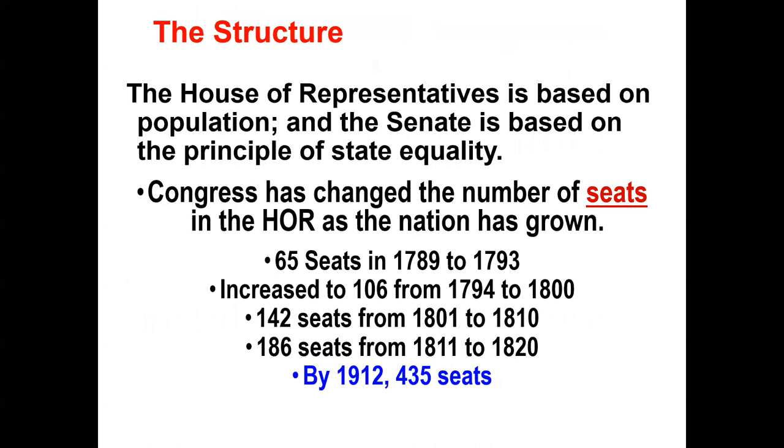Congress has changed the number of seats in the House of Representatives as the nation has grown. Initially, from 1789, we had 65 members. Then it increased to 106 from 1794 to 1800. Then it increased to 142 from 1800 to 1810, and 186 seats from 1811 to 1820. And since 1912, it has been 435. It has not changed. So for over a century, the number in the House of Representatives has been 435 members.